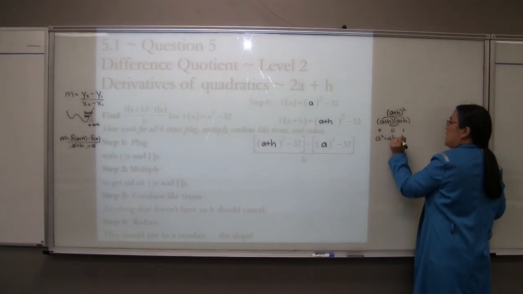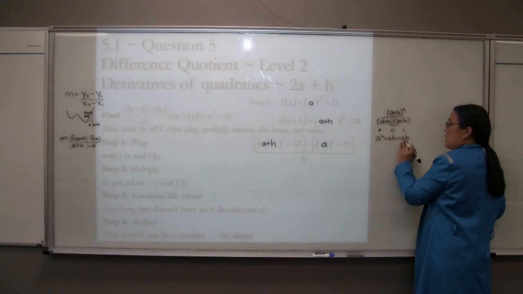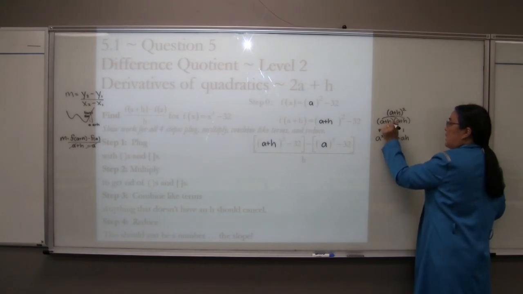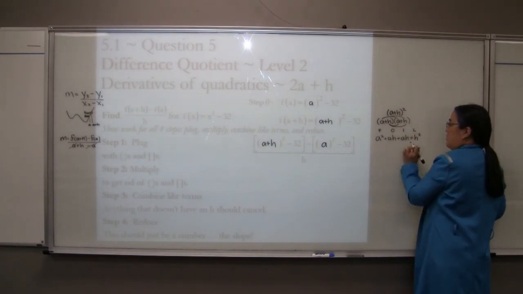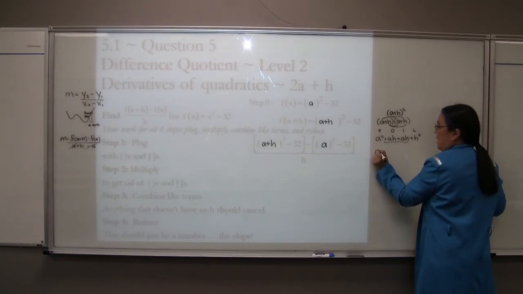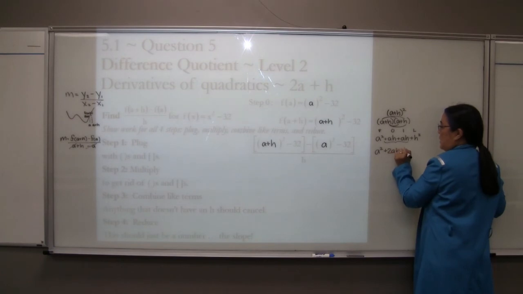Inside things, alphabetical order, a first, h second. It lets us see that these are like terms that we can combine. And L for last. H times h gives me h squared. Anytime that we FOIL, we can almost always combine like terms here in the middle. And we get a squared plus 2ah plus h squared.